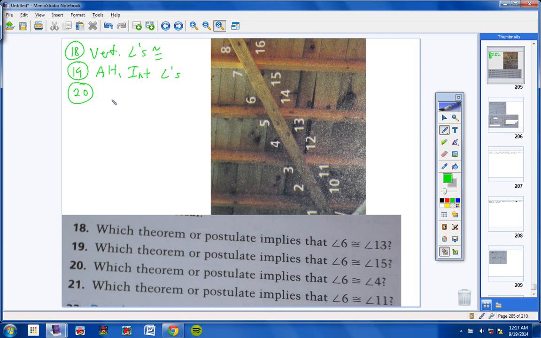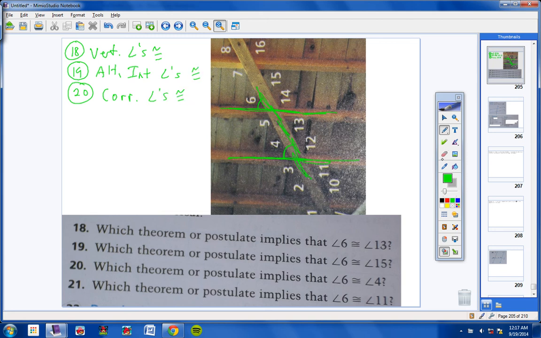I had to kind of rewrite everything, but number 20 says, which theorem or postulate implies that 6 is congruent to 4? Well, look, students, again, let's draw our parallel lines. Here we go. And here we go. And then here's your transversal. So here's angle 4. Here's angle 6. They look like corresponding angles to me. So the reason you can state that is corresponding angles are congruent.